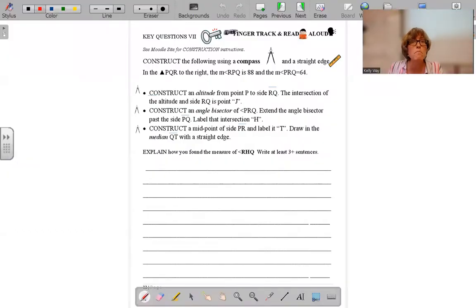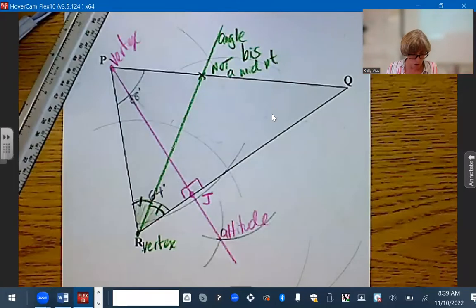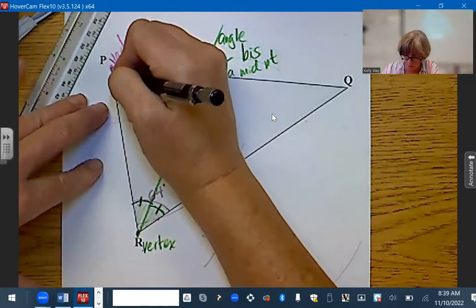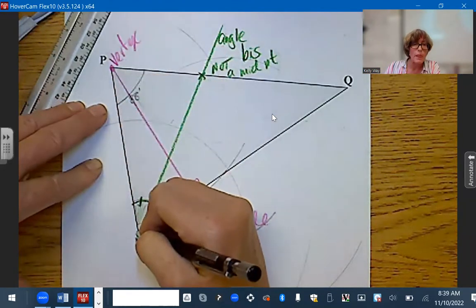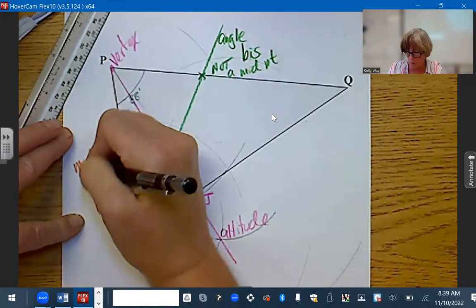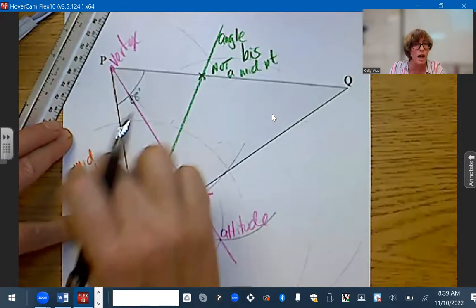Number 3 says construct a midpoint of side PR. Label it T. Draw in the median QT with a straight edge. So first we're going to construct a midpoint of P to R. So I'm just going to highlight P to R is here. We're going to construct a midpoint. So I'm just going to write the word midpoint. That's what we're shooting for on this side.